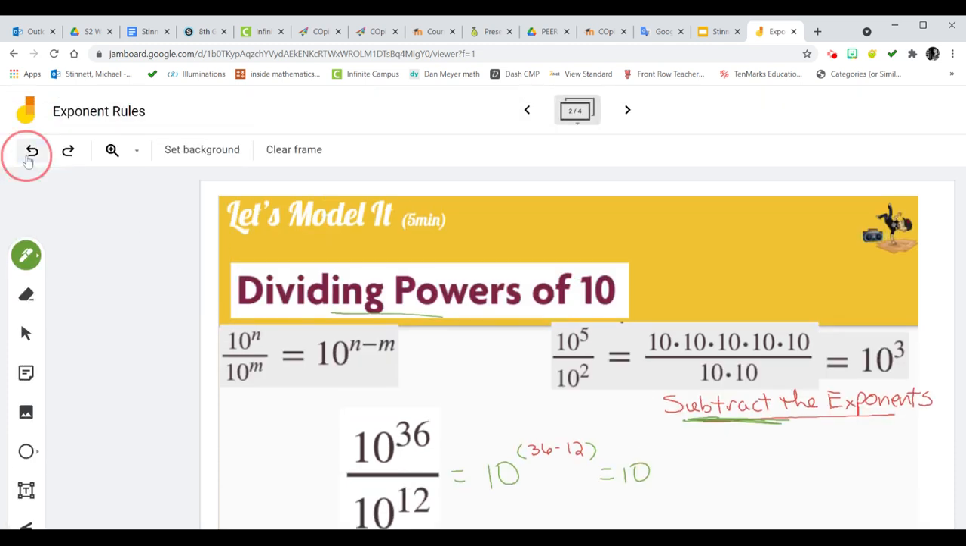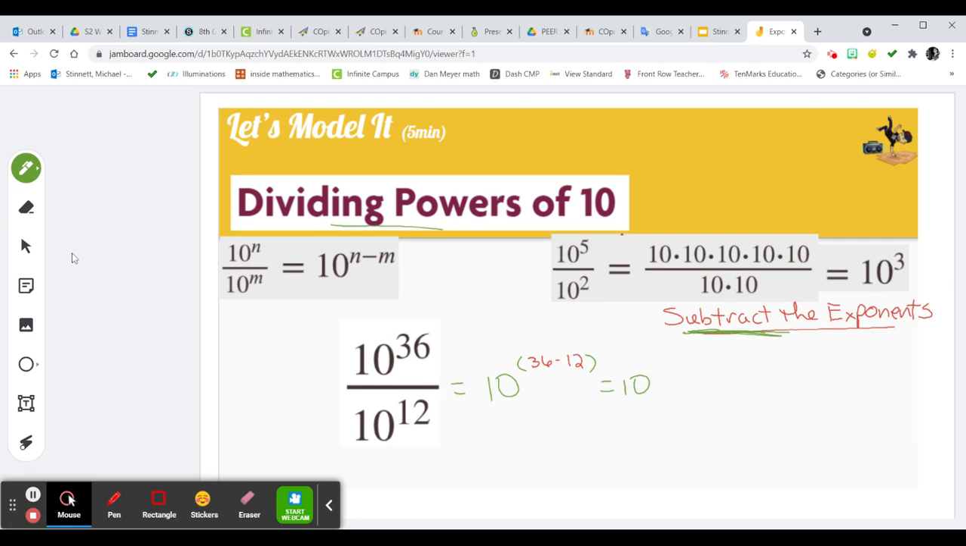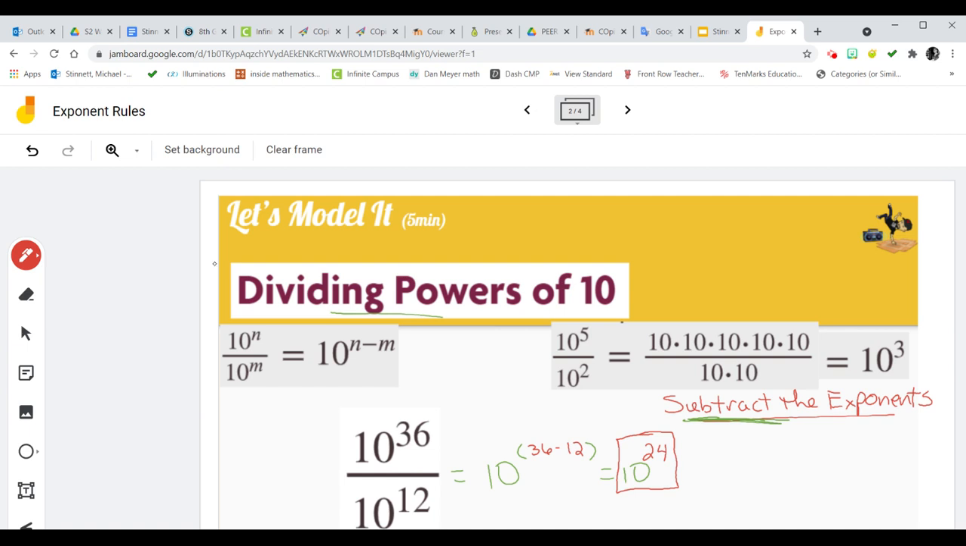I just want to make sure I keep that color the same, so we'll make it red. So 36 minus 12 is 24. So it's 10 to the 24th power, or the power of 24, however you like to say it, because we subtracted those exponents, okay? And we were dividing the powers.